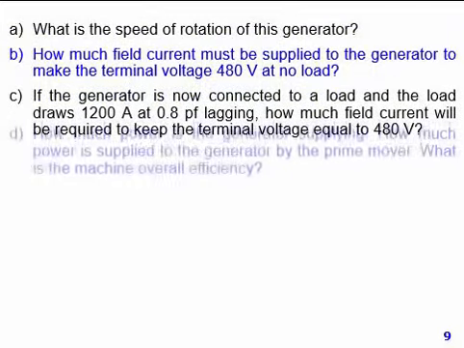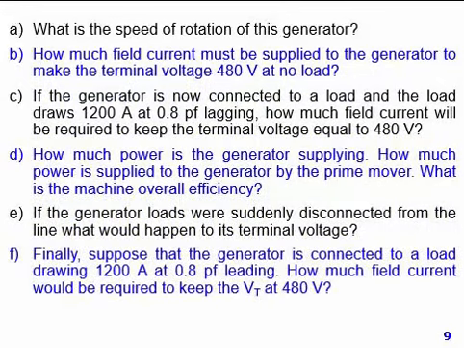So we have to answer these 6 parts in this example. In the first part, the speed of rotation of this generator is to be calculated. In the second part, how much field current must be supplied to the generator to make the terminal voltage 480 volts at no load? So we will see how we have done this. If the generator is now connected to a load and the load draws 1200 ampere at 0.8 power factor lagging, how much field current will be required to keep the terminal voltage equal to 480 volts?